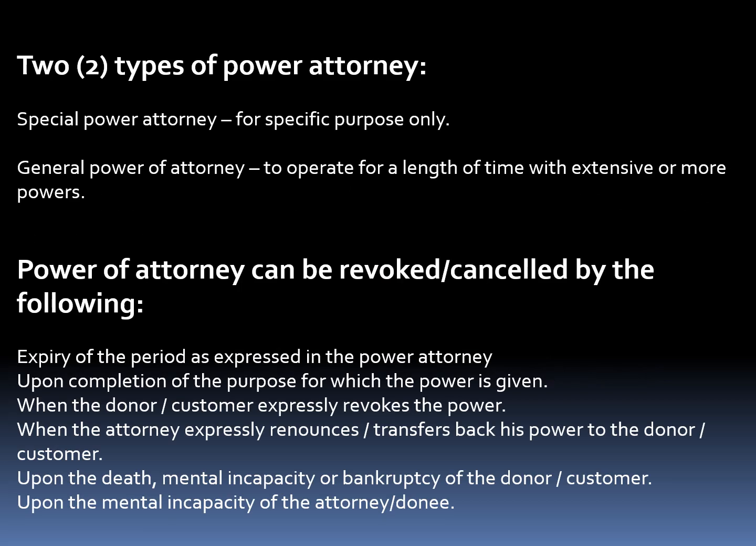Okay, now let's look at the two types of power of attorney. Okay, basically ada dua jenis lah power of attorney ni, special power of attorney dengan general power of attorney. So special power of attorney ni untuk specific purpose je. Contohnya bila dah disettlekan task dia yang tertentu, maka selesailah dia punya power of attorney tu, dah kira maksudnya dah tak ada job lain lah. Contoh macam donor ataupun customer tadi lantik attorney ni untuk urusan apa, selling a piece of land, nak jual tanah ke apa. So once dah complete their process, so habislah power of attorney tu, dah tak ada, tamat.